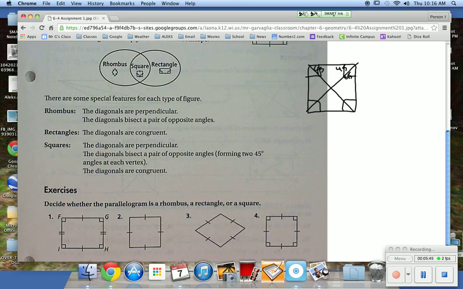Because diagonals of a rhombus are perpendicular. Damien's like, okay, I'm not sure. Yeah, there you go. Deer in the headlights.